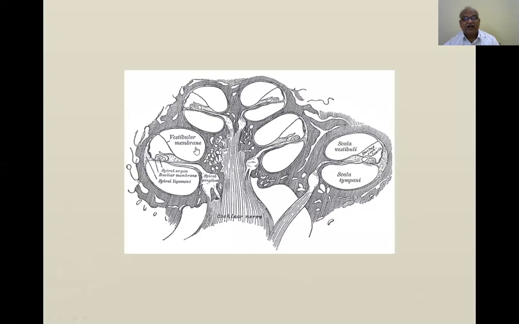So this is a section of a cochlear duct. This is the vestibular membrane. This is the basilar membrane. These are the epithelial cells. This is the scala vestibuli, and this is the scala tympani. So the section of a cochlear duct is the end organ of hearing, the unit of hearing.